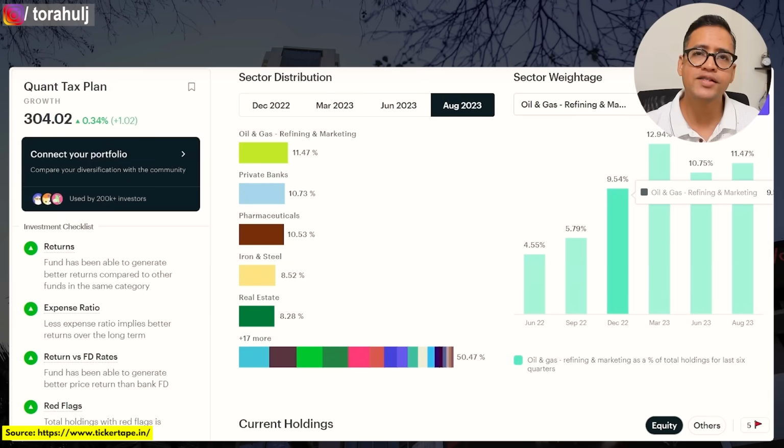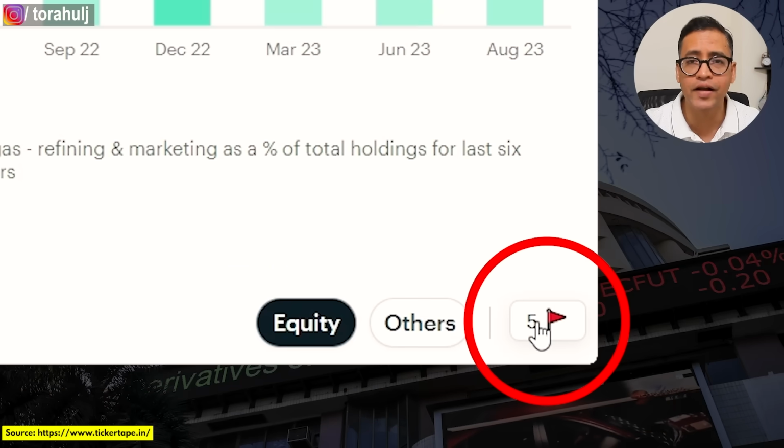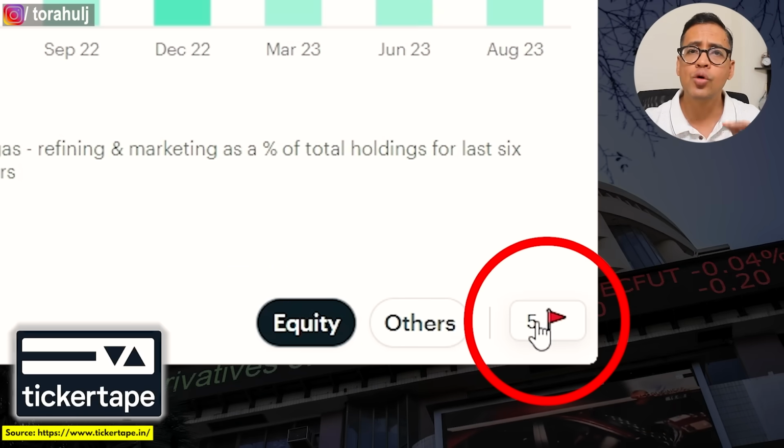Also, the second point is that, have a look at my screen and you will see that Quant Tax Plan has been investing in high risk stocks. For example, you see in their current holdings, there are 5 stocks that have got the red flags as per ticker tape. So from that perspective, Quant Tax Plan is a mutual fund that generally takes higher risk if I see these 5 red flag stocks.